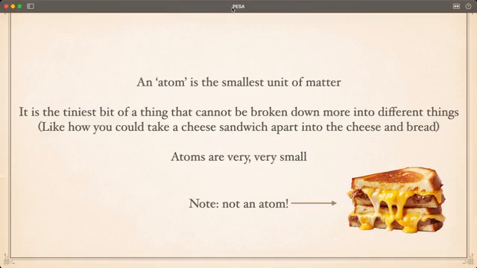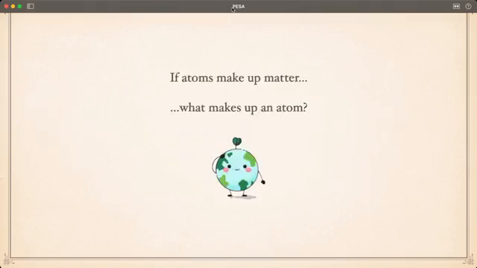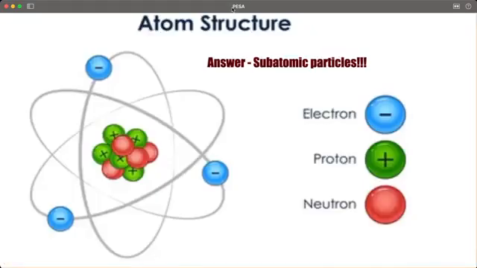Atoms are very, very, very small. Just one atom is about 1,000,000 times smaller than a human hair. So if atoms make up matter, then what makes up an atom? The answer to that is subatomic particles. There are actually several kinds of subatomic particles, but just to keep this simple on the basic ones, as the family requested, we will go into the key ones.